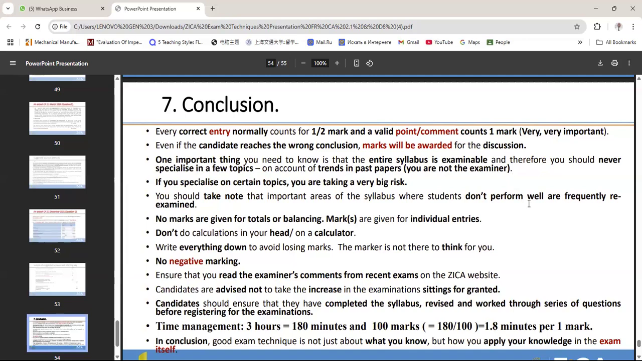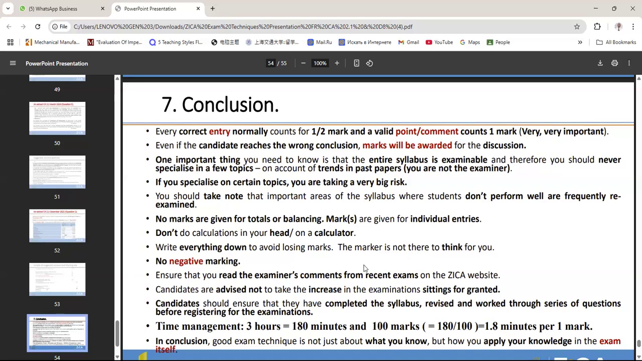Then there's no negative marking. For example, if you make a mistake, they will not penalize you. So if you want to, that's what it's about. If they are long, they will be selecting. Hope is very, very important.